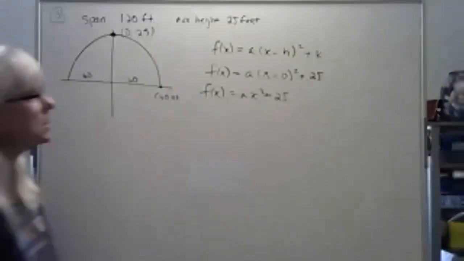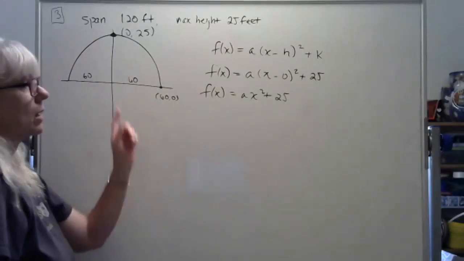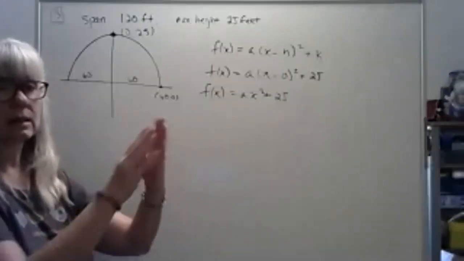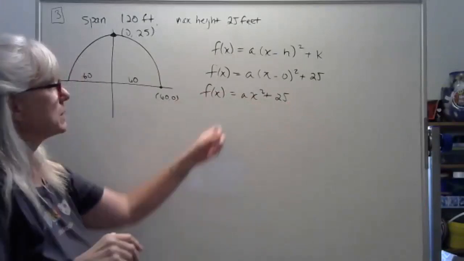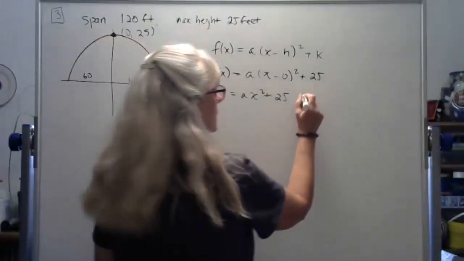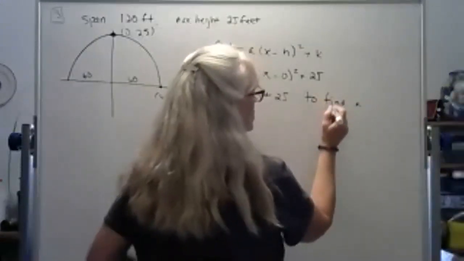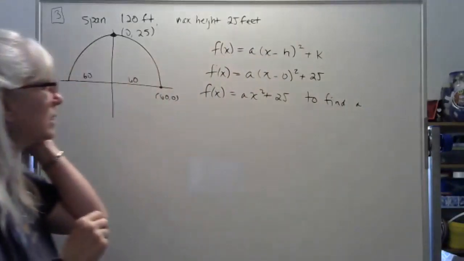So again, a tells me whether it opens up or down, and in this case, I expect a to be negative because we're opening down. It also tells me about the width. So because this thing is really wide, I expect a to be a tiny number, so less than 1. So to find a, what am I going to do? Do you remember what we did yesterday? What do I do to find that a?